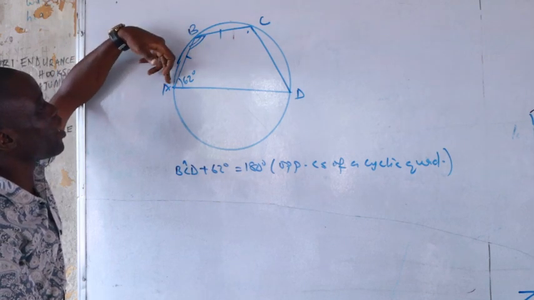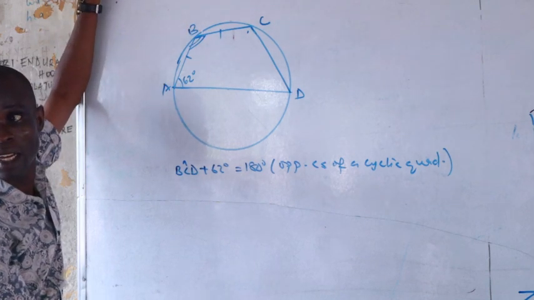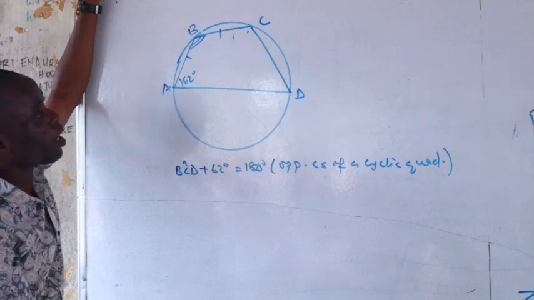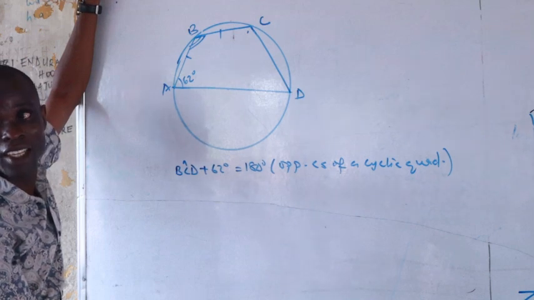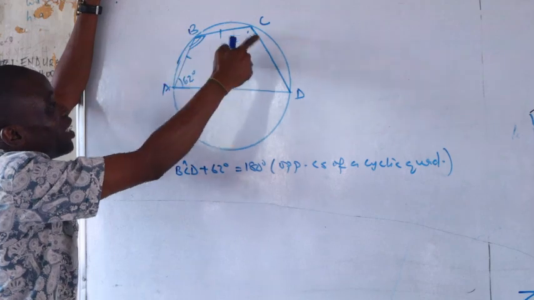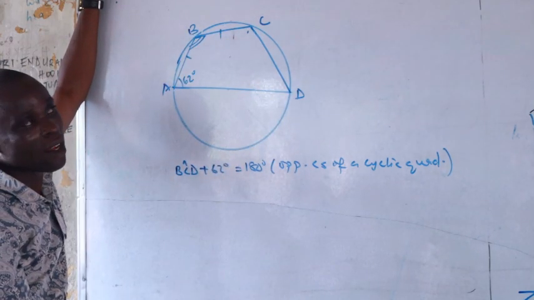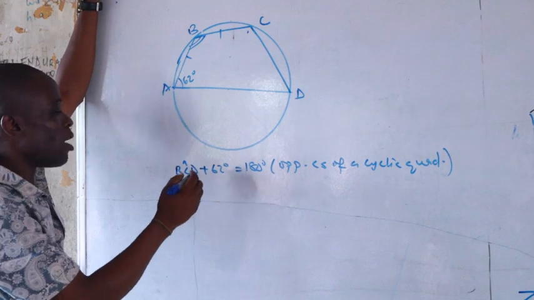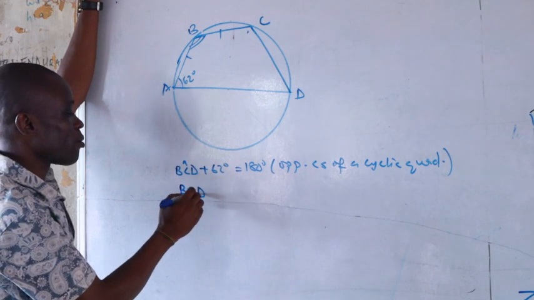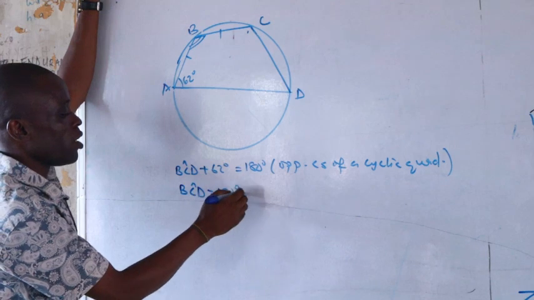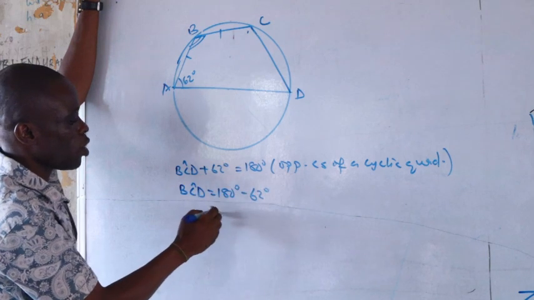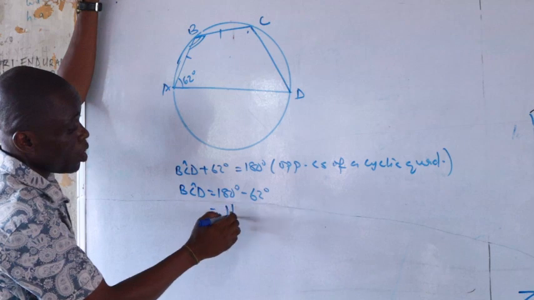This is a cyclic quadrilateral, ABCD. Oh, don't you know that? ABCD is a cyclic quadrilateral. See? Now, BCD, 180 minus 62. What do we have? 118.